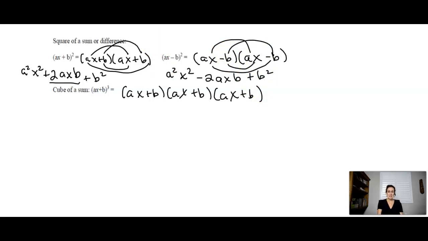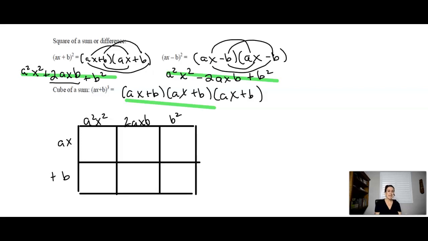Now looking at the cube, ax plus b cubed. Some of you, if you've learned Pascal's triangle, you could solve this one using Pascal's triangle. I'm just going to have you multiply it out right now. So we already know what the ax plus b times the ax plus b is. It's this right here. I'm going to stop the video and set up boxes. I want you to do the same.